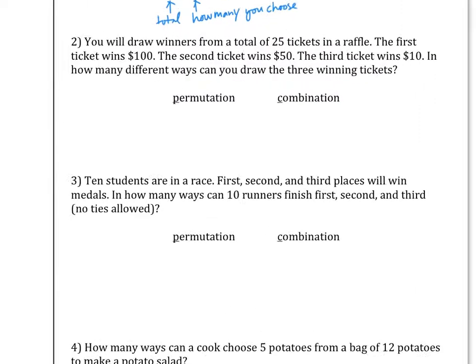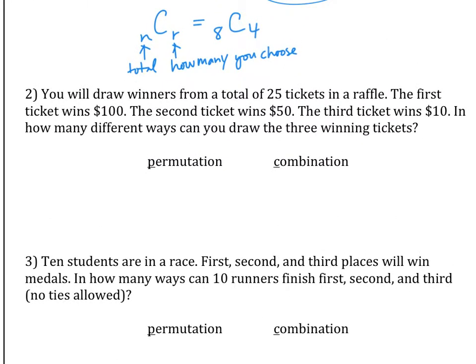Okay, let's go over these. Number 2, you draw winners from a total of 25 tickets in a raffle. The first ticket wins 100, the second ticket wins 50, and the third ticket wins 10. How many different ways can you draw the 3 winning tickets? How many people think it's permutation, order matters? How many people think it's combination, order doesn't matter? Okay, definitely permutation because the first one is the best prize, right? So that's going to be 25P3.